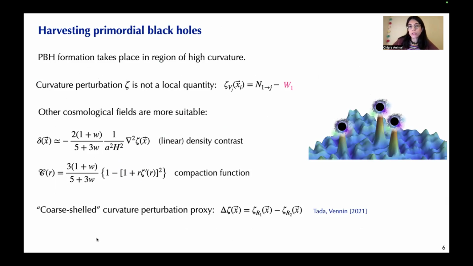Indeed, it contains averages through this W1 over regions that can be very distant from the region we are looking for. And this is also why other fields are usually considered in the literature when talking about primordial black hole formation, like the density contrast or the compaction function, because they are proportional to the Laplacian of the curvature perturbation. So they feature a suppression of large-scale contributions. And in stochastic trees, we use the idea of the coarse-shelled curvature perturbation as a proxy for the compaction function.